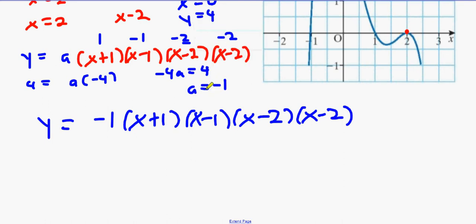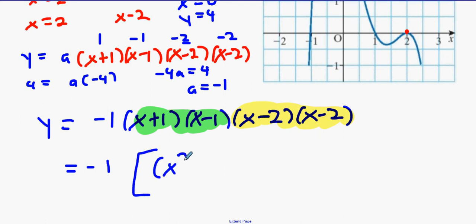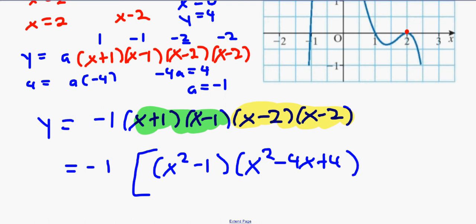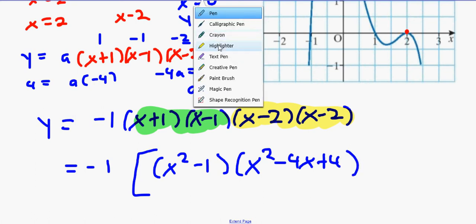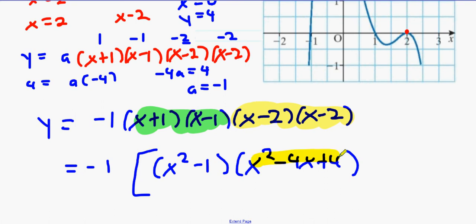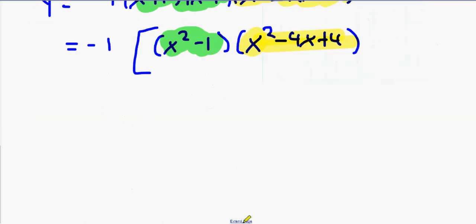Alright, I'm going to pair them off and multiply them. I'm going to pair the two of these off, and I'm going to pair the two of these off. So, when I multiply this out, the difference of two squares is x squared minus 1. The perfect square is going to be x squared minus 4x plus 4. Color code them so you know where it went. This one's the yellow one. This one's the green one. Now I'm going to multiply the two of them by each other.